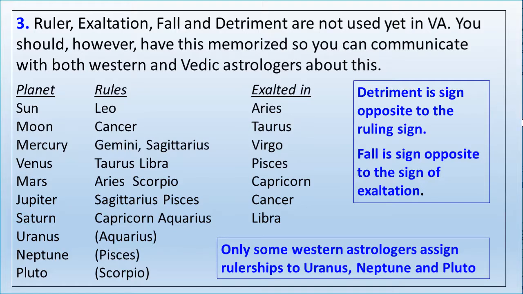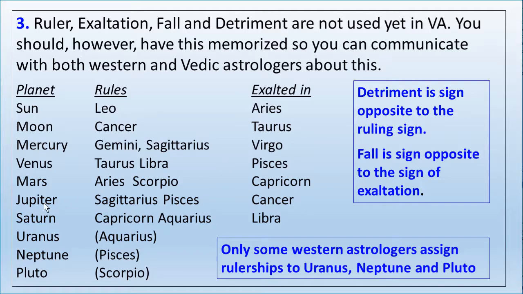However, suppose you have not studied other systems of astrology, you just want to study VA, you're not really that interested in other systems, I would still highly recommend that you memorize this table. Sun is the ruler of Leo, Sun is exalted in Aries, Moon is the ruler of Cancer, Moon is exalted in Taurus, etc. Memorize this table because people use it all the time. Put it this way, you're limiting yourself in your ability to communicate with other people if you don't have this table memorized.